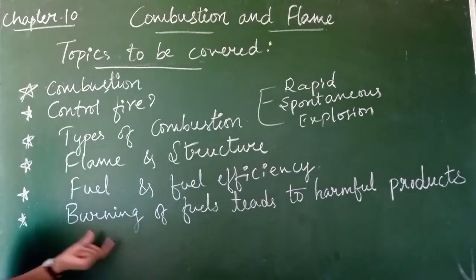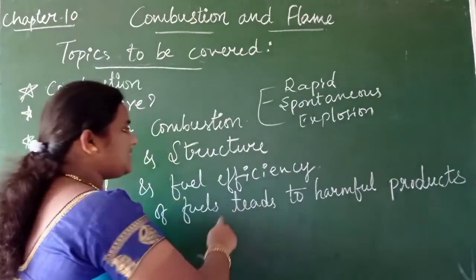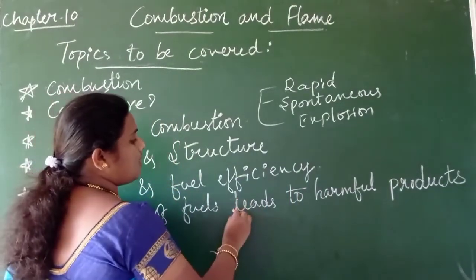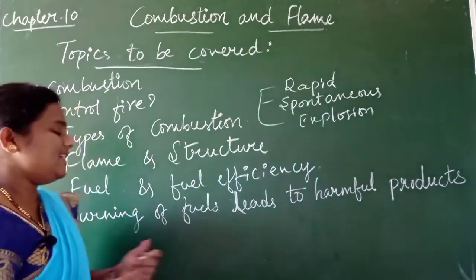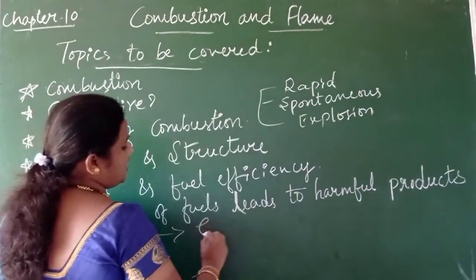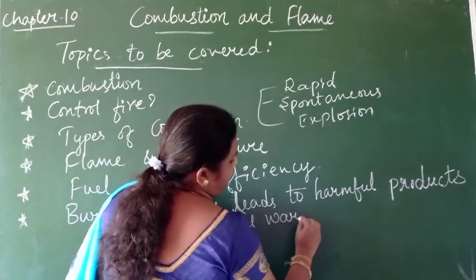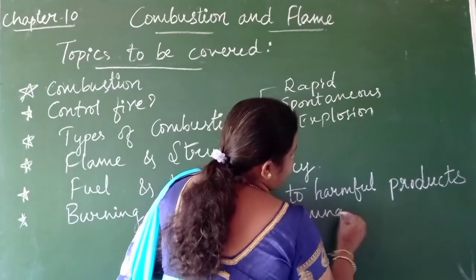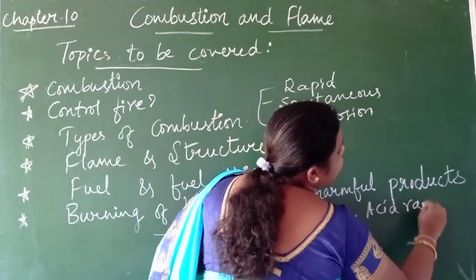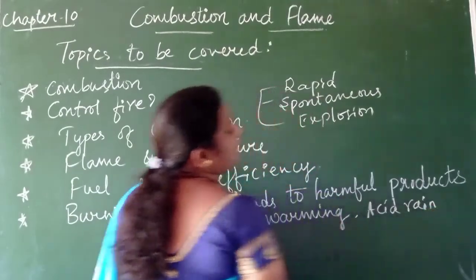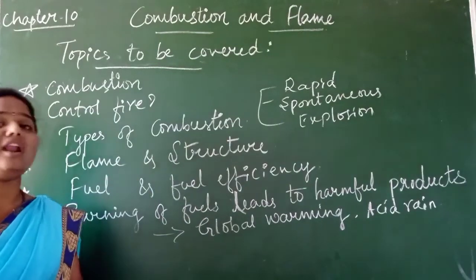And the last topic that comes, children, is the burning of a fuel which leads to harmful effects or harmful products to the environment. Here we are especially going to learn about global warming and acid rain, children. What global warming means, what acid rain is, and how it occurs. All such things we are going to study under the burning of fuels which leads to harmful products.